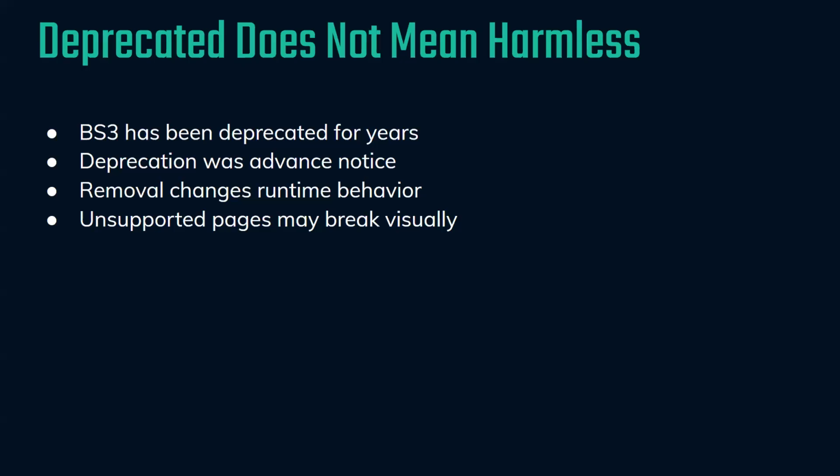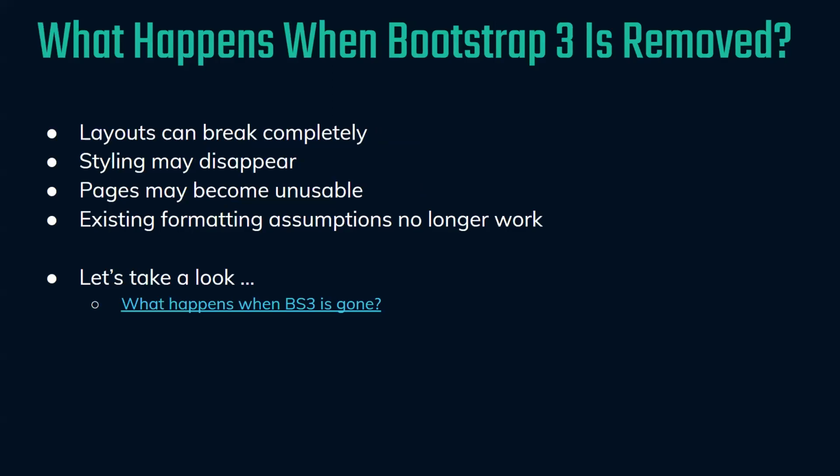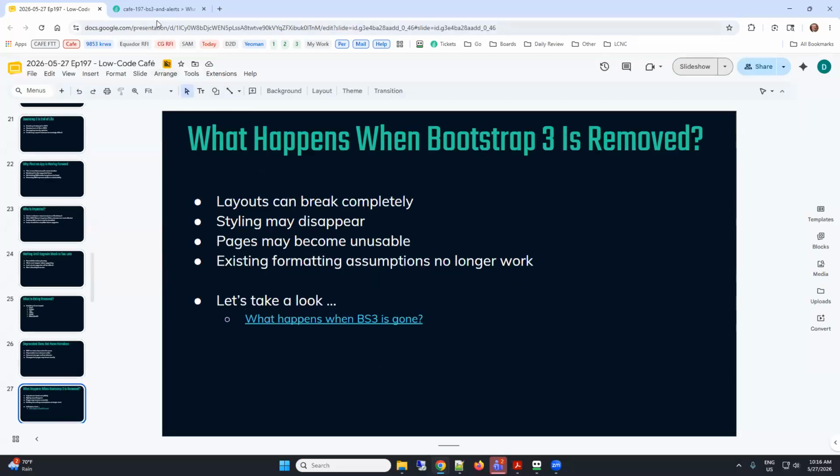Here's what's going to happen. Unsupported pages, if you were able to update to whatever the next version is, 1.29 let's say, you're going to see some things break and they'll need to be fixed. So again, do this work ahead of time and you'll be all set. Layouts can break completely, styling can disappear, pages could become unusable, and some formatting, if you've done some advanced things to format, may no longer work. I'm going to try and give you an idea of what this looks like.